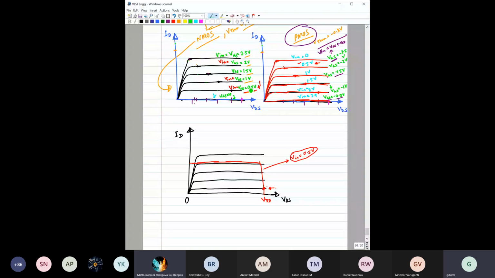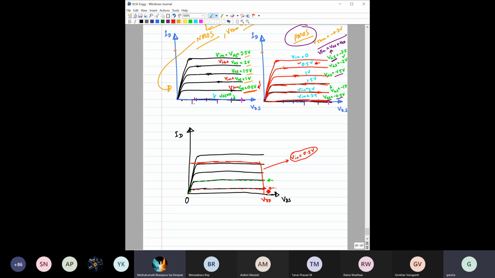Now let us say we have shifted to 1 volt. So we have shifted to 1 volt, right? So for NMOS, maybe this would be better if I do it like this. So for NMOS, it is like this. And to make it similar to this one, let me make this one as.